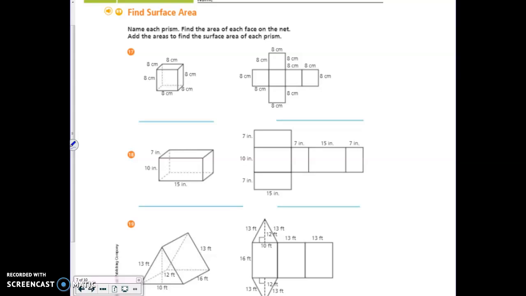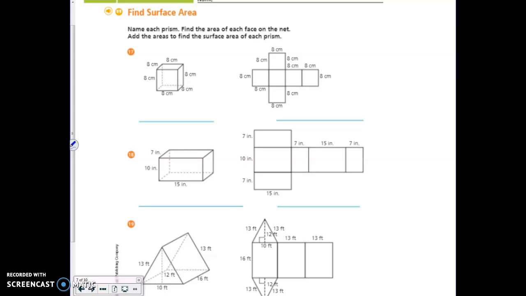If you recall, yesterday we took the time to work off of the nets. We didn't need to create any of the nets. They were already created for us, but we did find the surface area of each of these 3D shapes, a cube, a rectangular prism, and a triangular prism, by finding the area of each of their faces in that net.